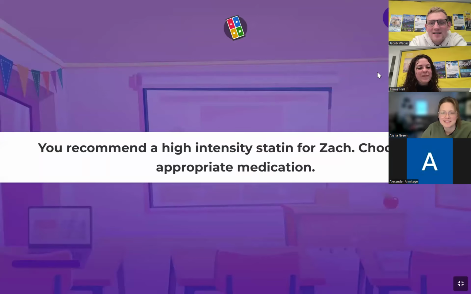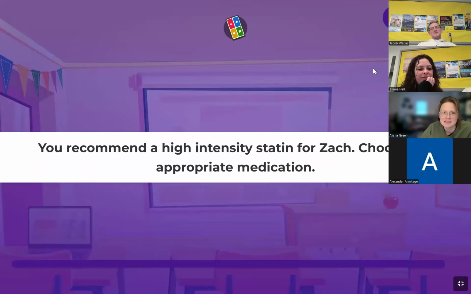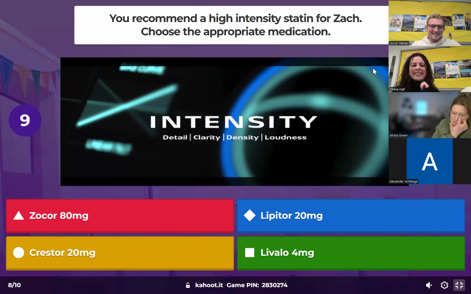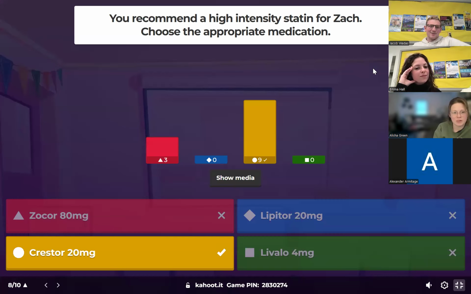You recommend a high intensity statin for Zach. Choose the appropriate medication. Maybe brand names. Yep, Crestor. So who can tell me what Crestor is? Rosuvastatin. Very good, Alexander. This never leaves you.